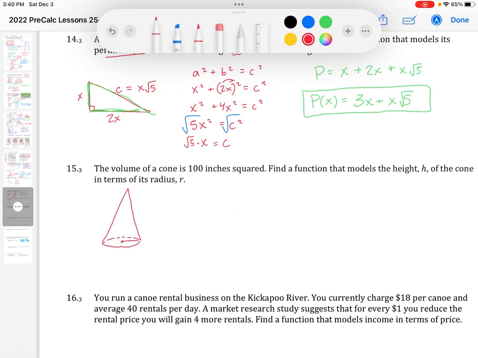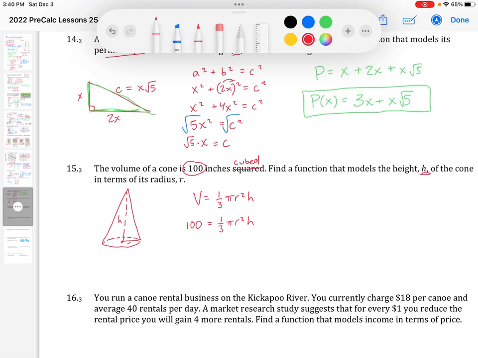And we have this radius, which is what we want to write everything in terms of. And we have this height, h. So we're going to start with the volume formula of a cone, which is 1/3 pi r squared times the height. And we know the volume is 100 inches, and this should actually be cubed. This volume is cubic units. So if we start with filling that in, we have 100 equals 1/3 pi r squared times the height.